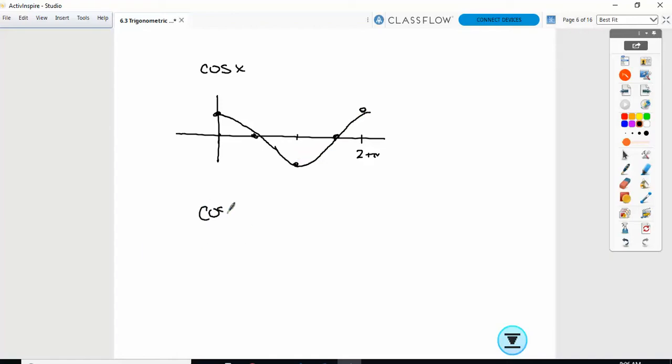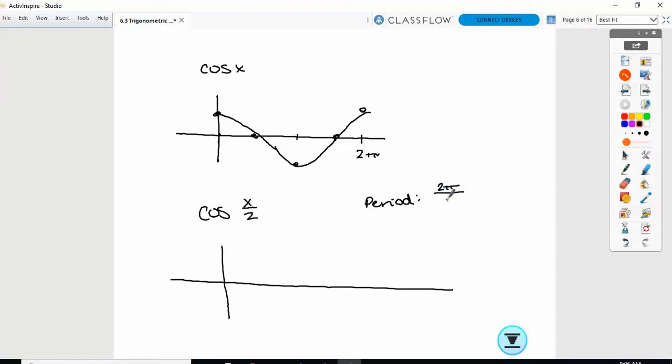When I say cosine of x over 2, remember in chapter 4 we would go through amplitude, period, count by, all of that stuff? When you had something with your x, it changed your period. Normal period was 2 pi. When you had a coefficient on x, you had to divide by that, so that's like a 1/2. So this one would have a period of 4 pi.